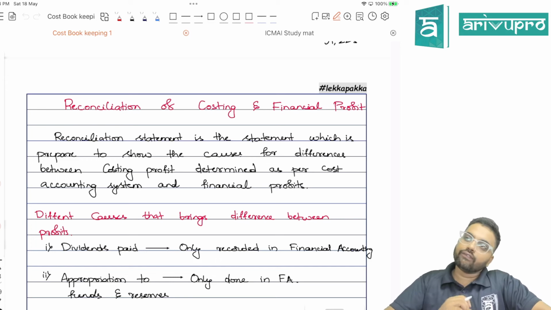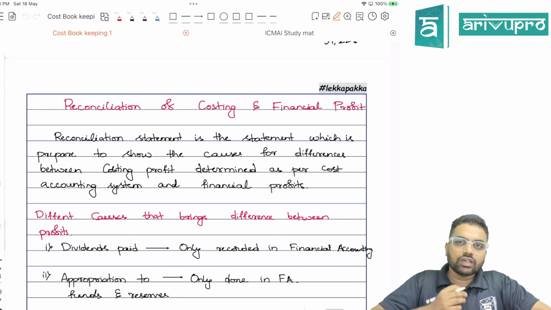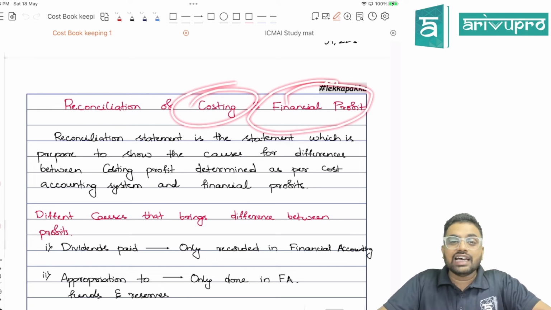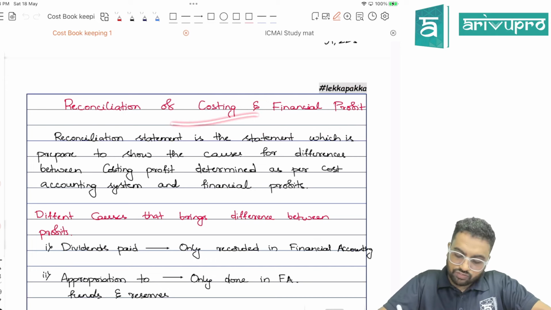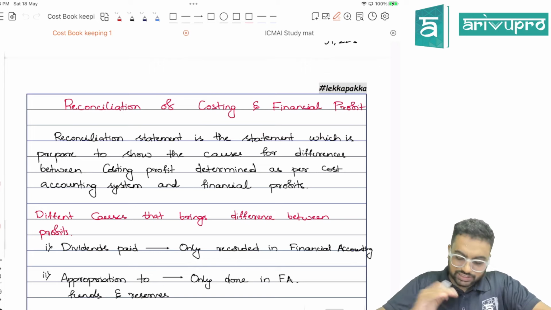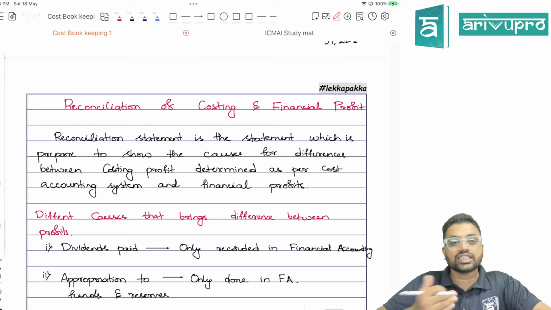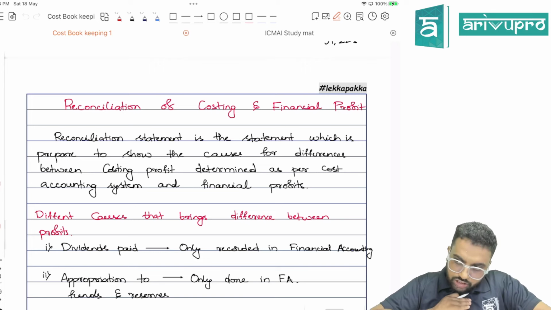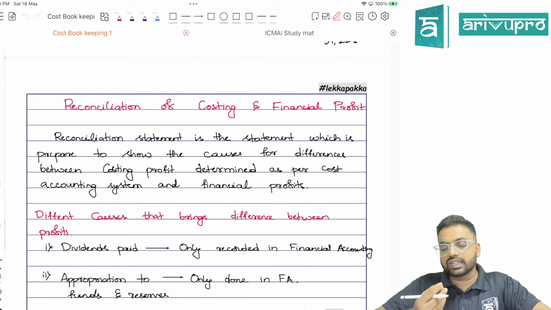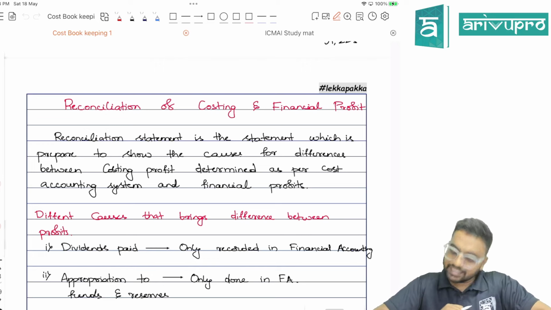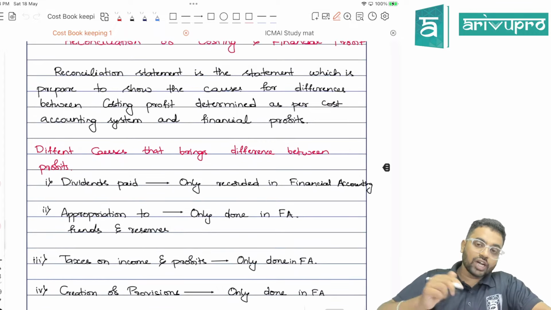Sir, okay, we agreed. Reconciliation of costing and financial profit means we are trying to identify the causes for the difference between the costing profit and financial profit. Can you tell us what are the different causes it could be? Is it an exhaustive list, sir? Need not be. There might be other items also, but we are going to look at the major causes. If any additional things come in the question, then we will see there. Okay, so what are those, sir?